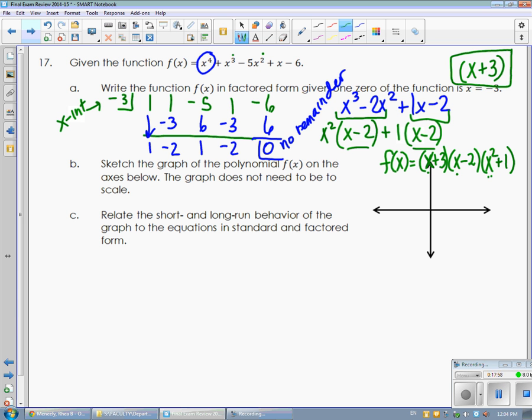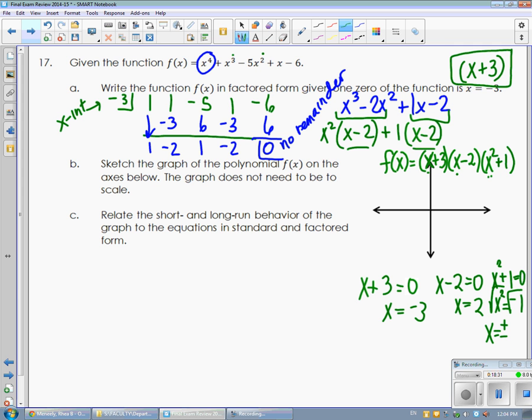So this is a place where you really want to start thinking about what your roots are. And so if I have my factors, for example, if I know that x plus 3 is a factor, if I set that equal to 0, it'll help me identify the x-intercept, which I already know is negative 3. If I have x minus 2 as a factor, if I set that equal to 0, that tells me that x equals positive 2 is a root. If I have x squared plus 1 equals 0, that means that x squared is equal to negative 1. And if I take the square root of both sides, I end up with an imaginary root. So I know I'm going to have plus or minus the square root of negative 1, which is i.